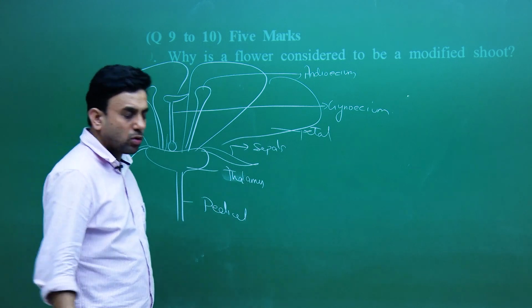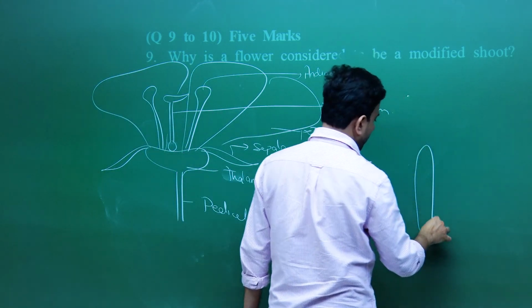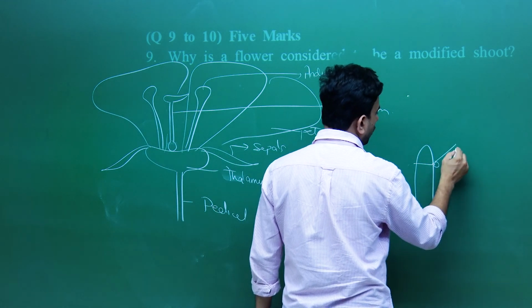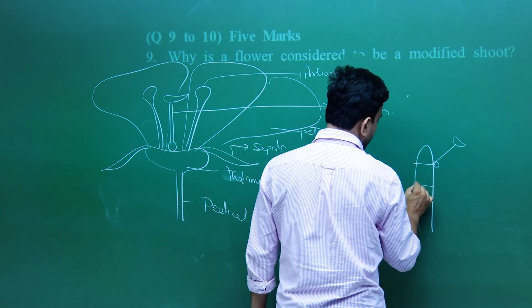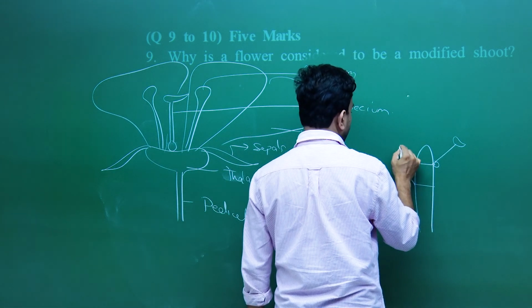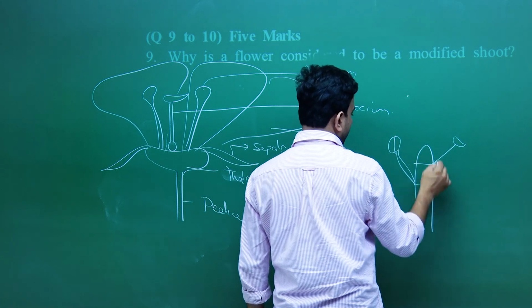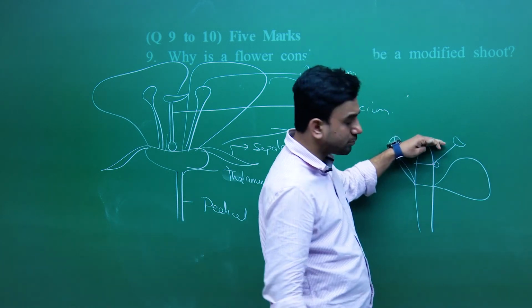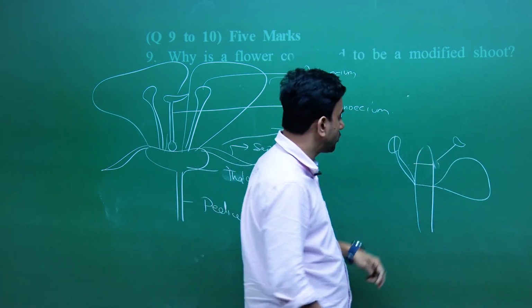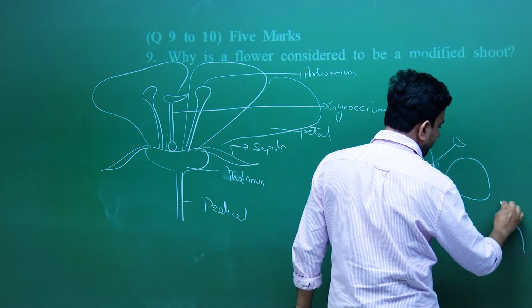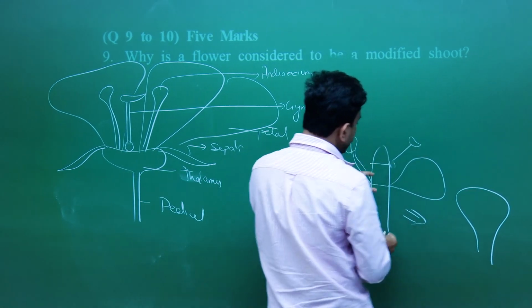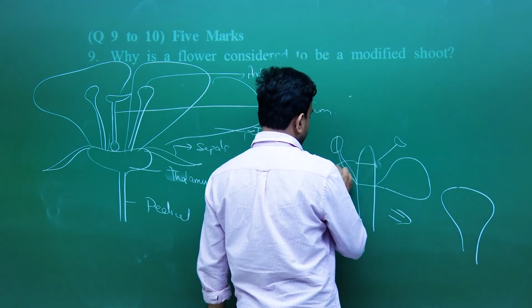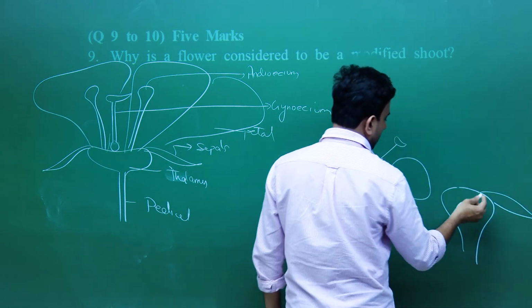Now, they consider that if this is the stem, the ovary would have been here and the stigma here, the next whorl would have been here, the anthers, the petals and all would have been here. Now, what are they doing? They are compressing this from the top. So this becomes a little broad over here, and all these whorls come at the top. This sepal will come here, these will come here and so on.